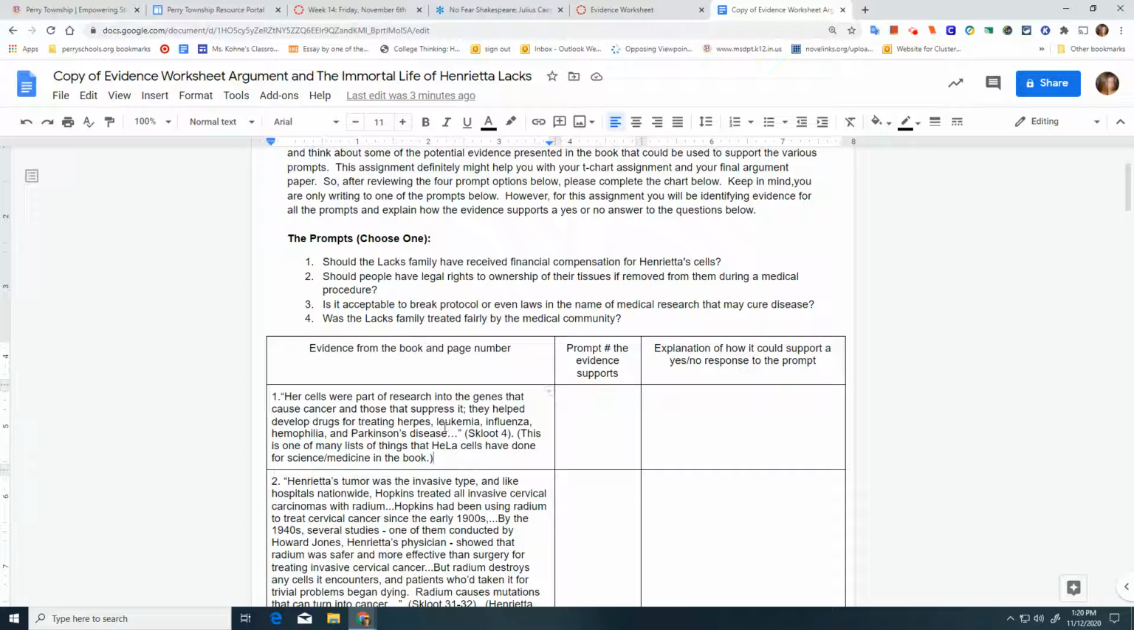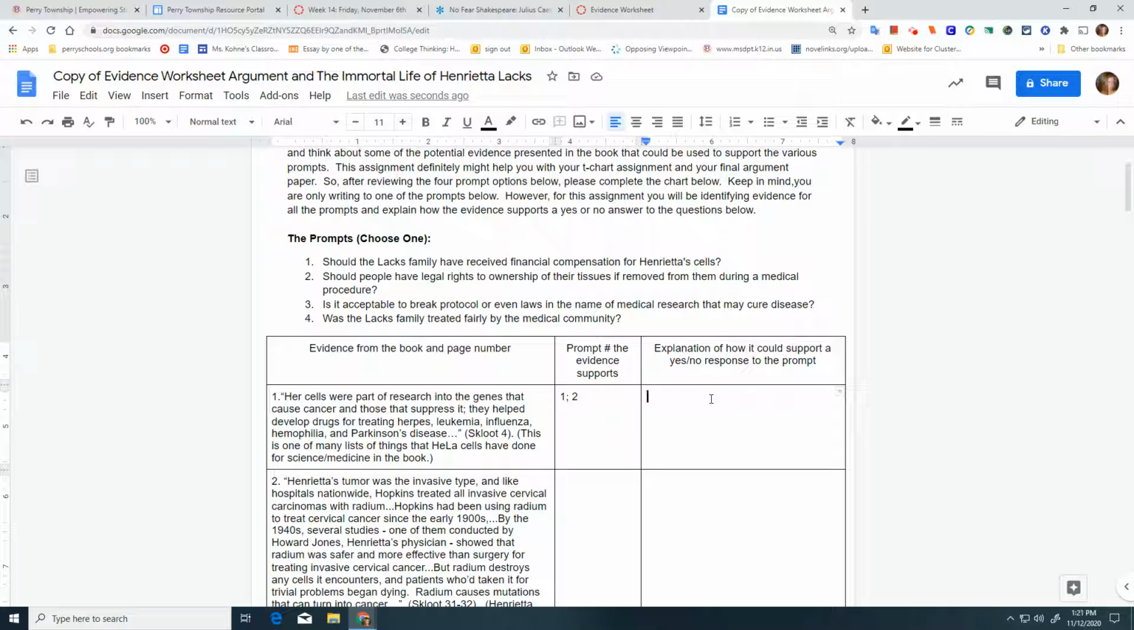Okay, so if Henrietta's cells have done this much for science and medicine, I feel like perhaps she should have received financial compensation for them. So this definitely goes with 1. You could probably also make the argument that it goes with 2. Yes, they've done this much for science. Shouldn't she have some legal ownership to her tissues, her cervical cancer cells?